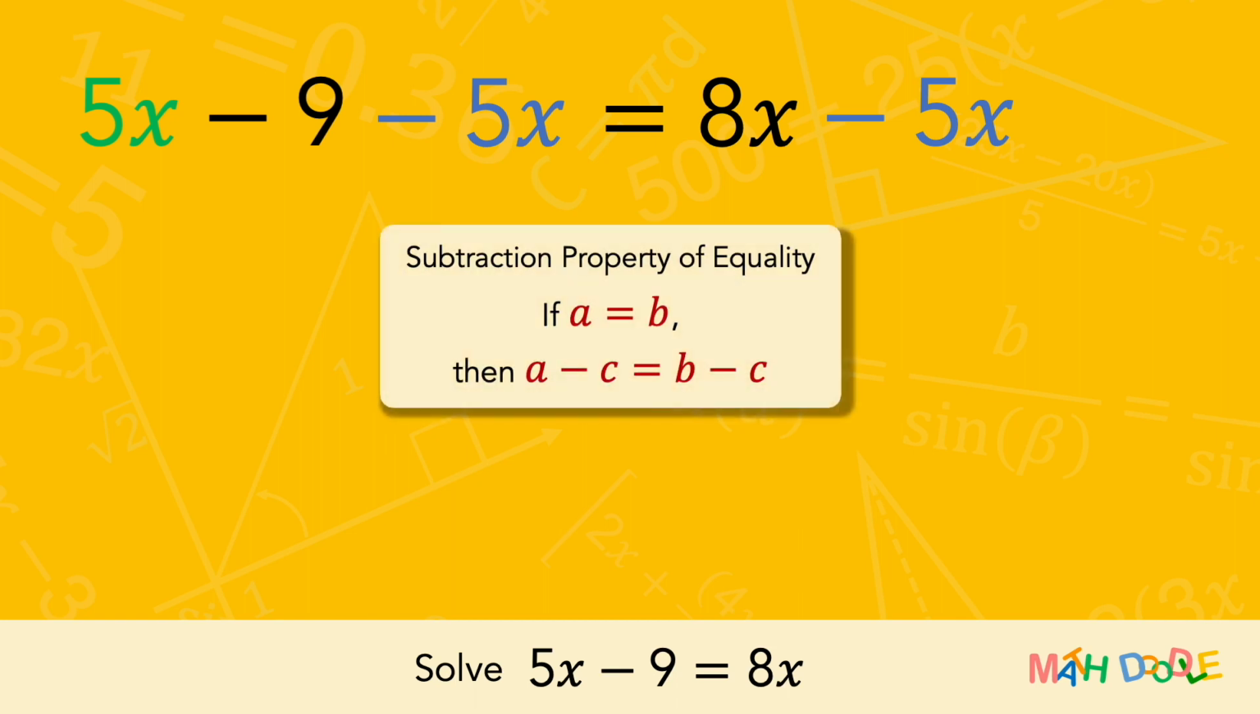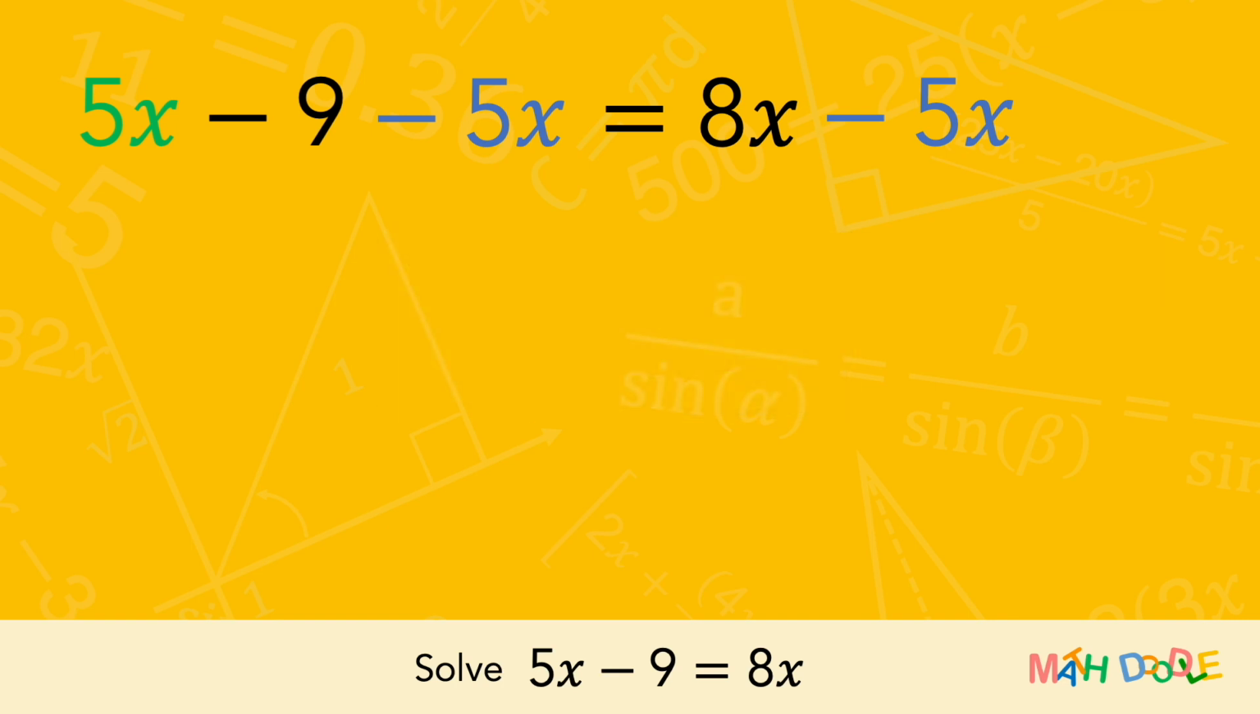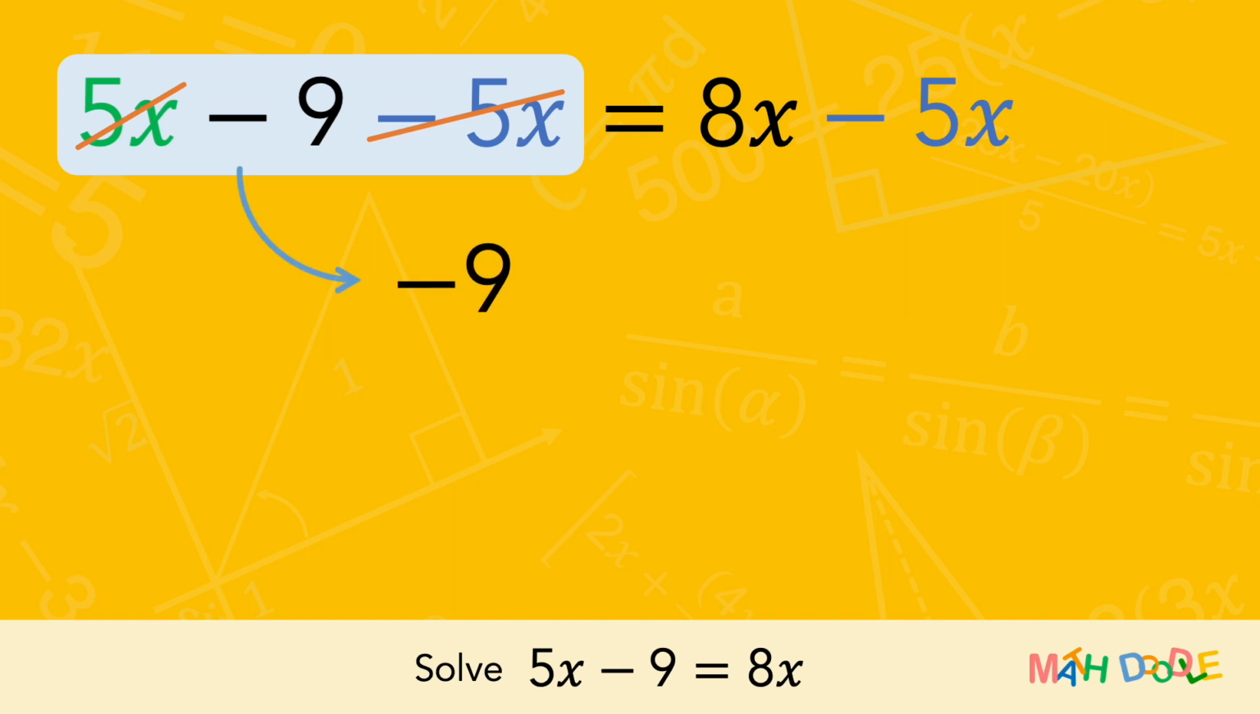Here, it is important to treat both sides of the equation equally. So, when we subtract a number from one side of the equation, we must subtract the same number from the other side of the equation. After subtracting 5x, the left side of the equation is simplified to -9.